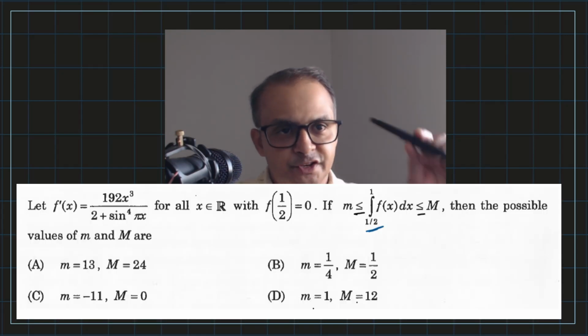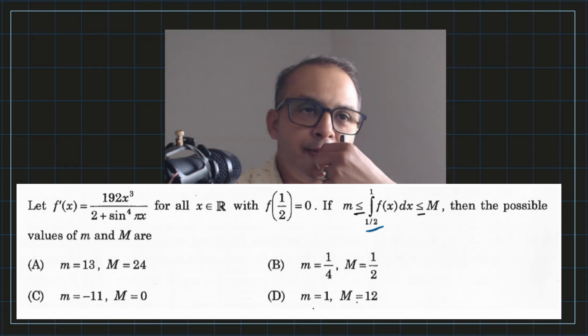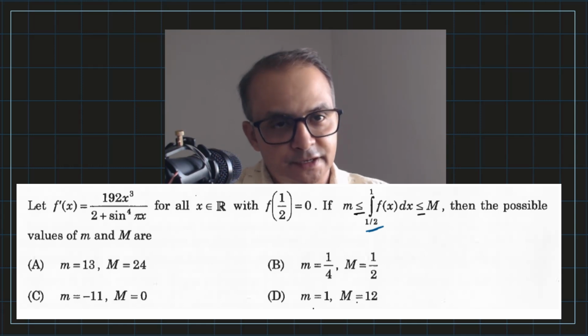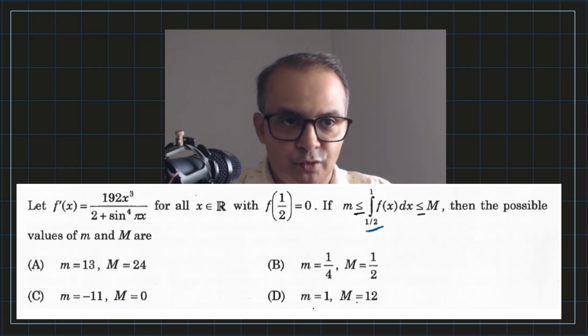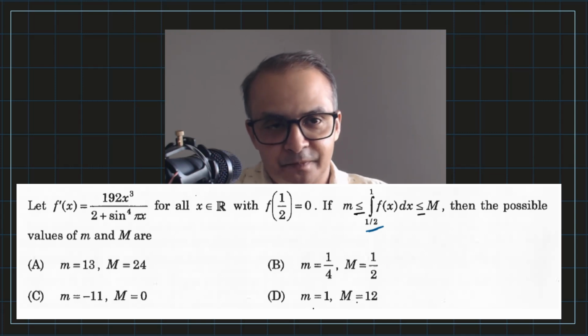Hello everyone. This is a question from JEE Advanced 2015 Paper 2, and we are asked to find the smallest and the largest value of a definite integral evaluated from half to 1. Not so present, a derivative function is given for it. But we will tackle it.